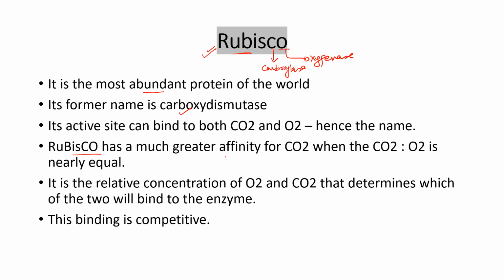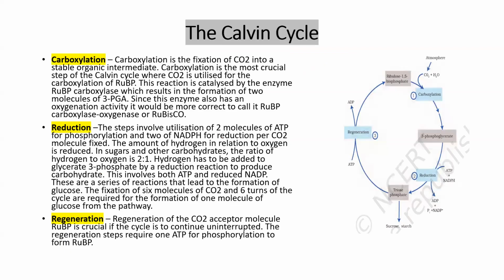Though Rubisco has great affinity for carbon dioxide when carbon dioxide and oxygen are equal, in nature they are never equal. So it is the concentration of oxygen and carbon dioxide which will determine which will bind. Right now, we are discussing only its carboxylase activity. Now see the steps of the Calvin cycle.